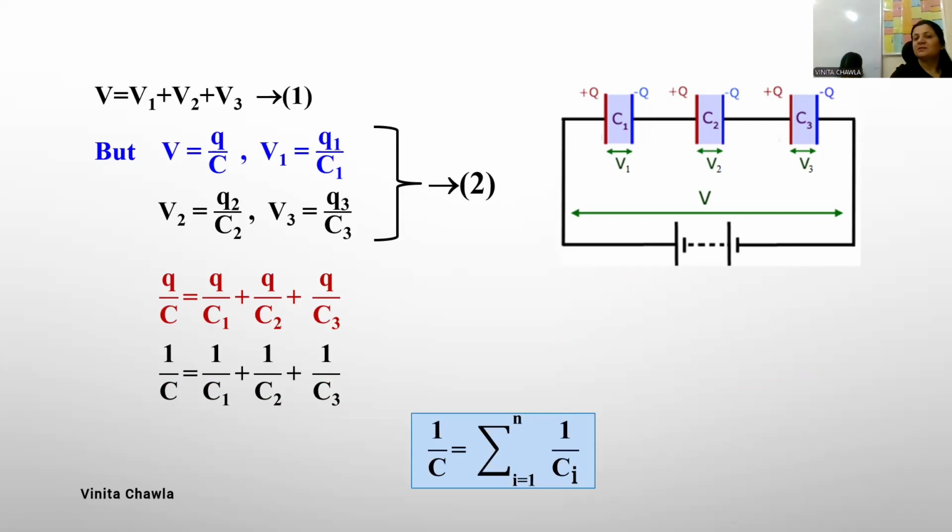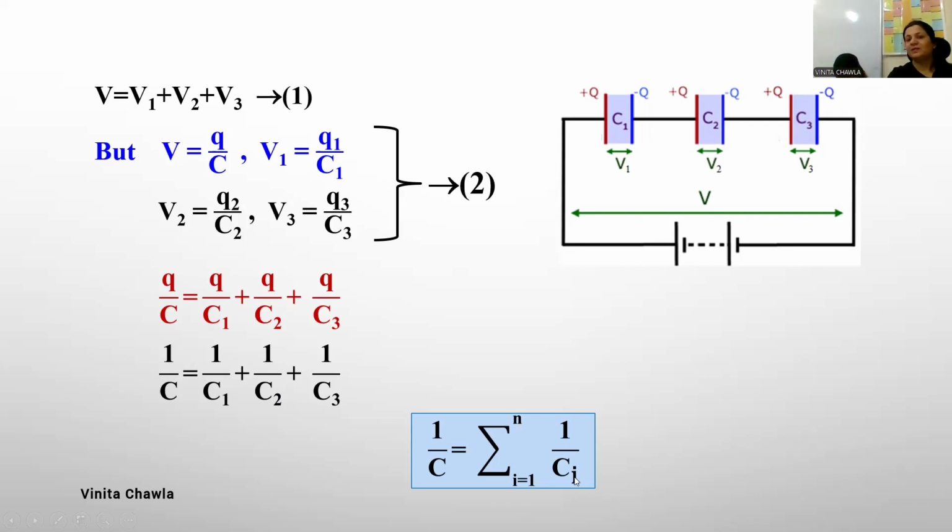If there are n capacitors in series, then if the number of capacitors is 3, we add 1 upon C1 plus 1 upon C2 plus 1 upon C3. If there are 4, we add one more, 1 upon C4. If there are 5 capacitors, we add plus 1 upon C5. Similarly, if we have n capacitors, then 1 by Cn. So we'll put this summation sign, i equal to 1 to n.